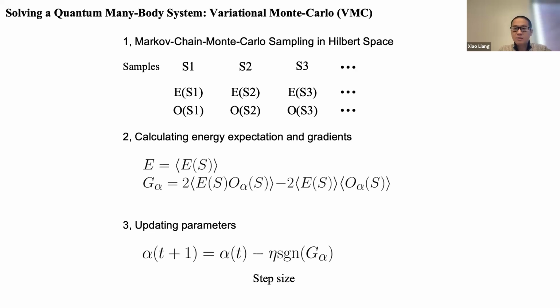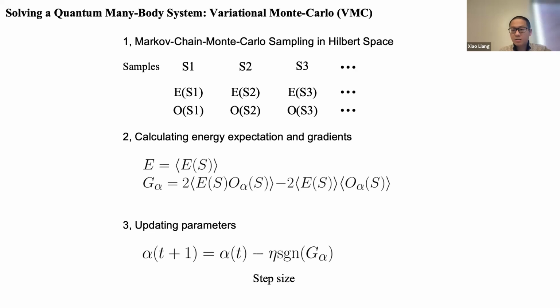This slide shows the procedure of the variational Monte-Carlo optimization. In the Markov chain Monte-Carlo process, samples are collected based on the Metropolis-Hastings algorithm. Each sample is a configuration. When collecting a sample, the local energy E_s and the local derivative O_s are calculated and stored. After collecting sufficient samples, the energy expectation as well as gradients are calculated.